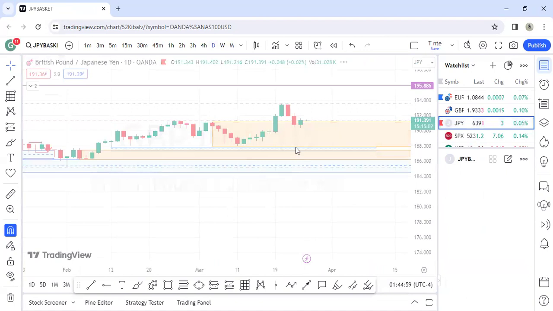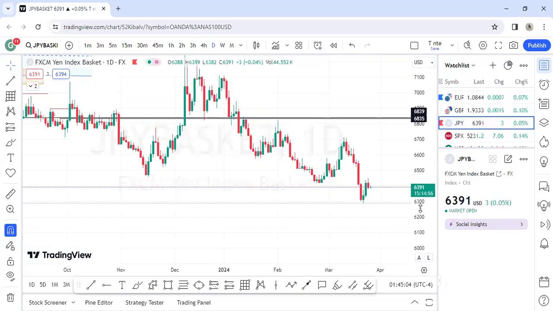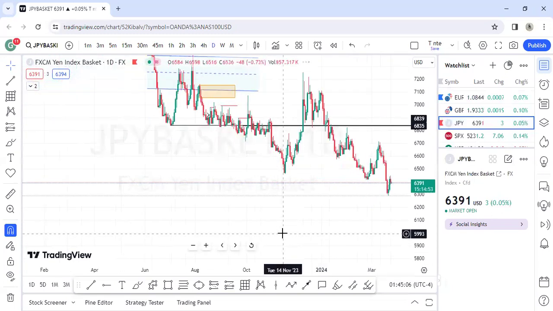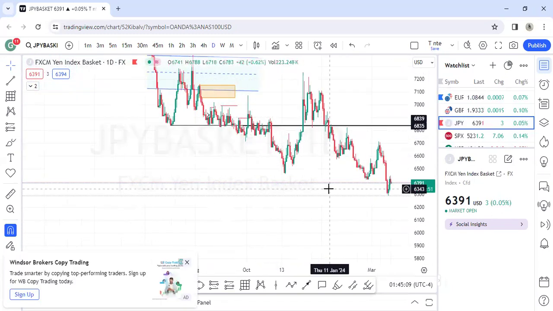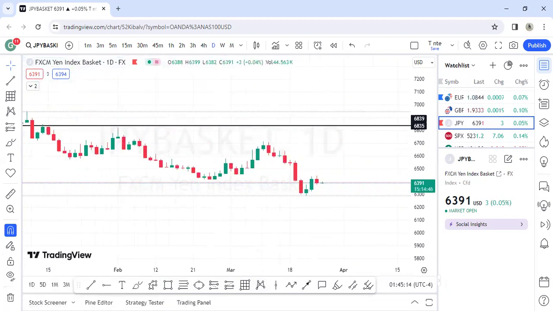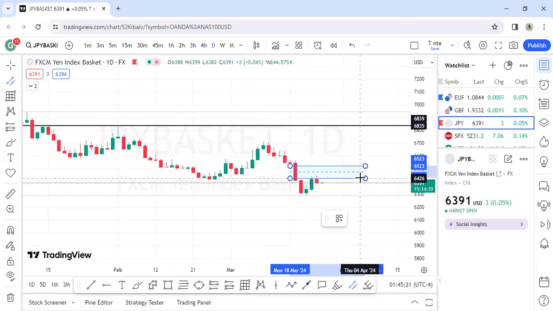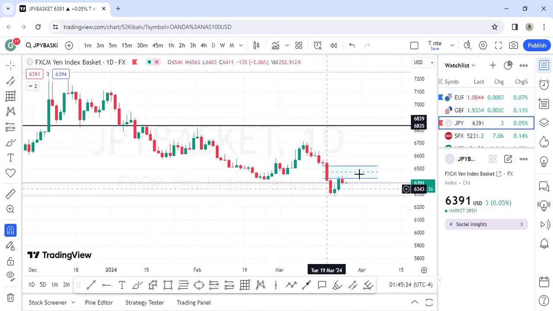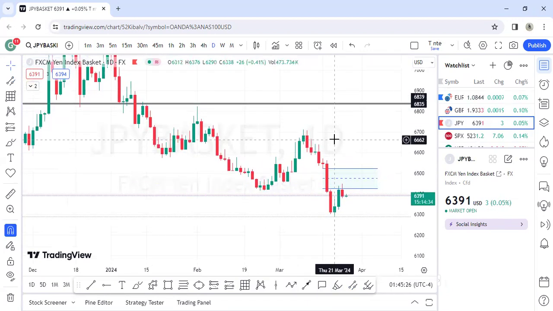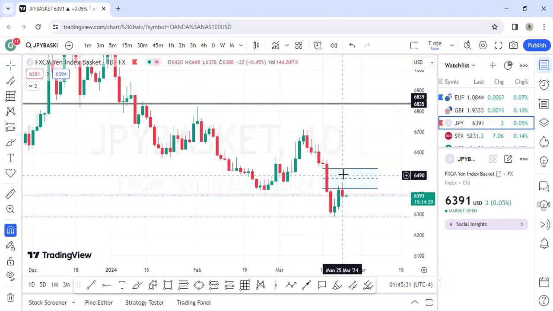Right, this is the yen basket now. The JPY basket has been very bearish. You can see it has been dumping for God knows how long. Now look at this level. We have hit this fair value gap, and this can make price keep dropping.